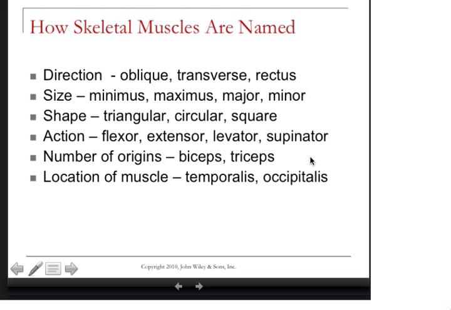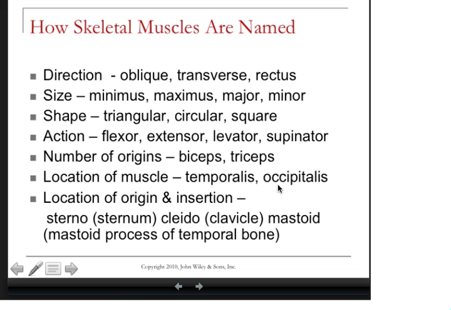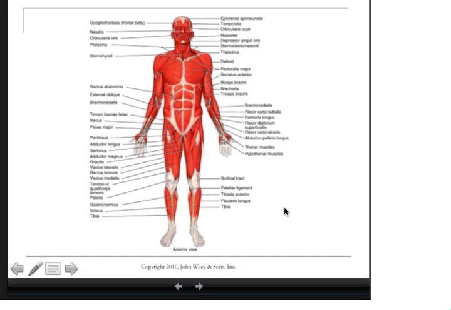And also they can be named by their location. For example, the temporalis and occipitalis muscles of the cranium are named for the bones that they lie on top of. They can also be named by their locations of their origin and insertion, and the classic example is the sternocleidomastoid, which has attachments to the sternum, the clavicle, and the mastoid process of the temporal bone. So another example there. All right.